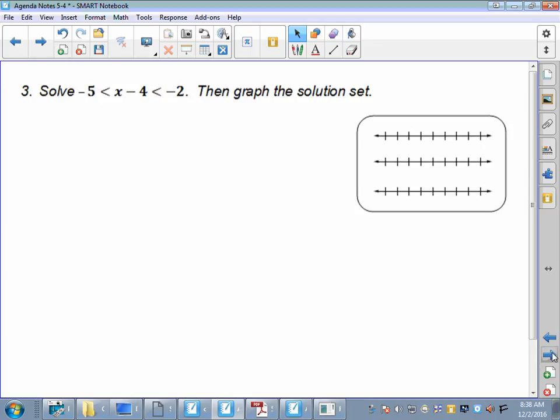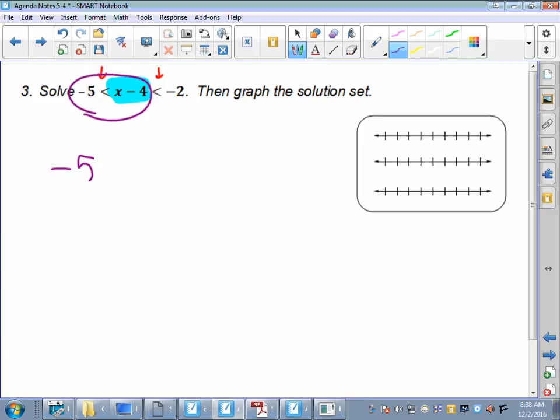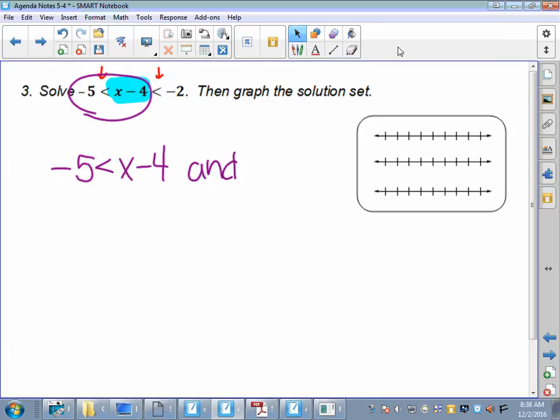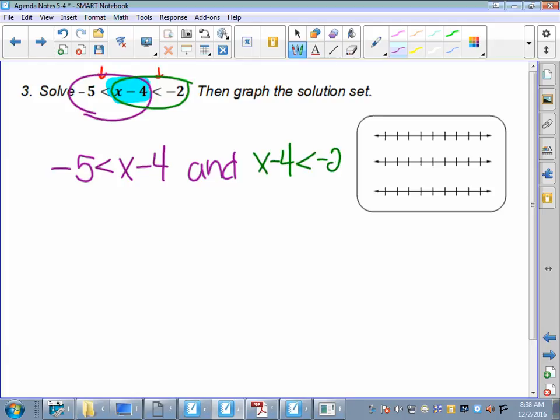Let's do number 3. So I've got this inequality: 5 is less than x minus 4, which is less than negative 2. It says to solve it, then graph it. So first things first, identify the part in between the two inequalities, the x minus 4. And I'm going to use these inequalities as my breaking apart. So I'm going to simplify and do a negative 5 is less than x minus 4. And then the second half of the problem, I'm going to do the x minus 4. Notice how that highlighted part is in both of those, is less than negative 2.